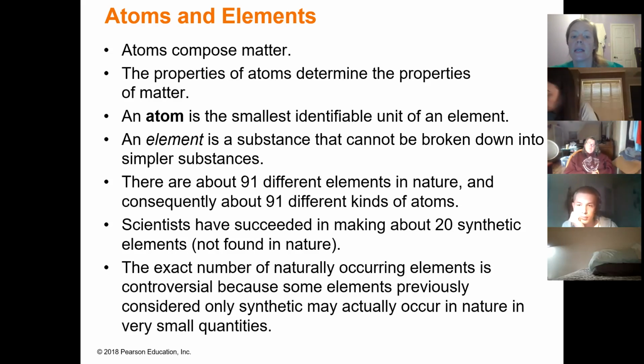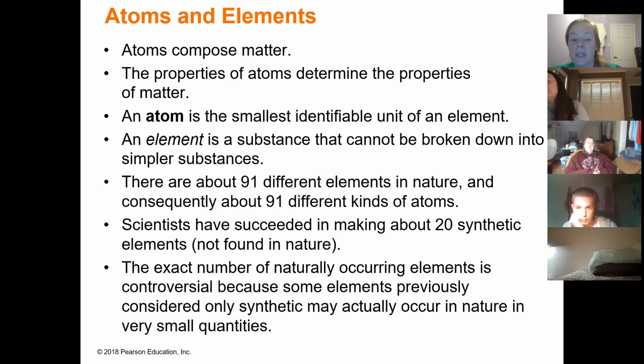An element is a substance that can't be broken down into simpler substances. So if you have a hunk of gold, I can't break that down into anything simpler through a chemical reaction. It's just going to be gold. If I cut it in half, it's still gold, right? Whereas water, I could, through a chemical reaction, break that down into hydrogen and oxygen. I could break it down into something simpler.